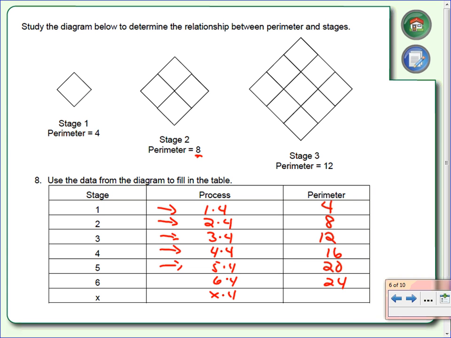Now the question is, what is x times 4? 28? Nope, it's not 28. x times 4 is x4 or 4x. So write that down for me. 4x. We're going to need that 4x in a minute, so make sure you do have it written down.